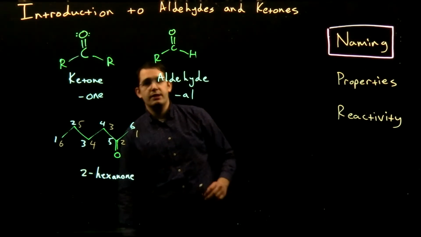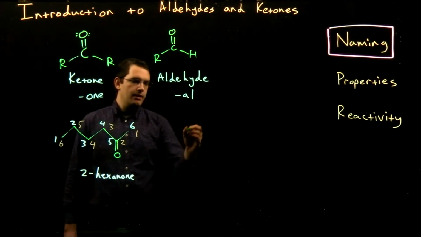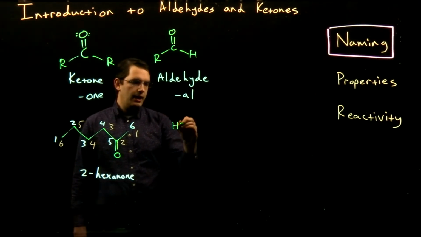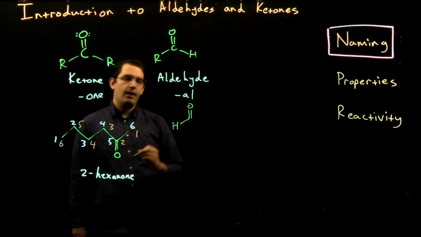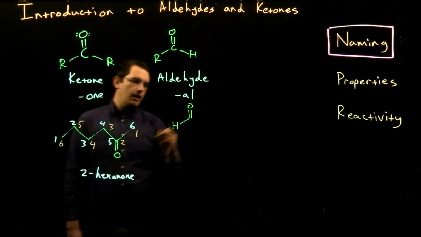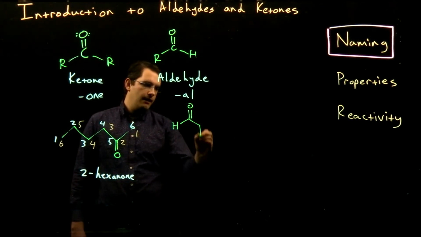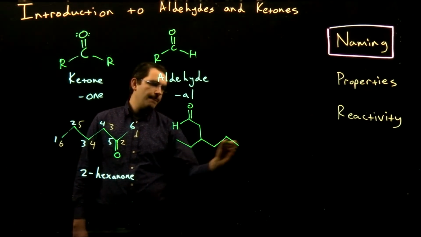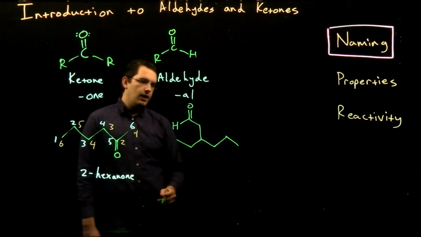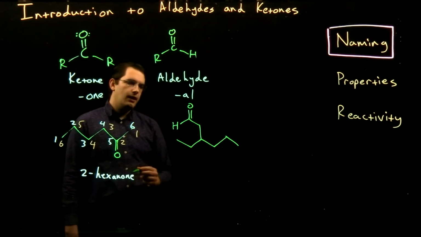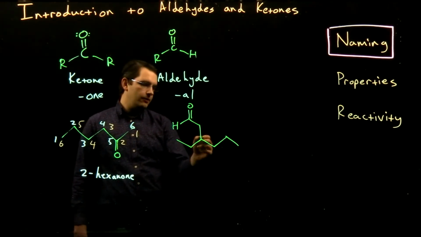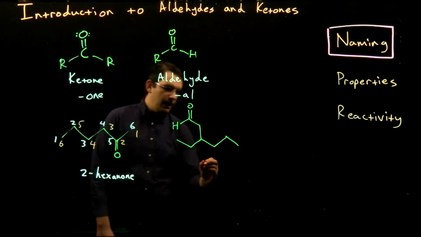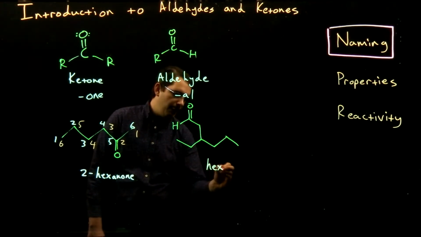For an aldehyde, we don't have to include a number because our aldehyde will always be at the end of a carbon chain. Right? So we always have a hydrogen attached to our aldehyde there. And then, of course, our carbon chain would continue from there. In this case, our longest carbon chain needs to include our aldehyde. We go 1, 2, 3, 4, 5, 6. So this would be hexanal.